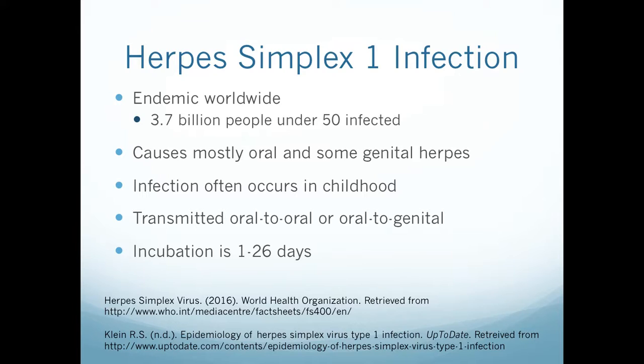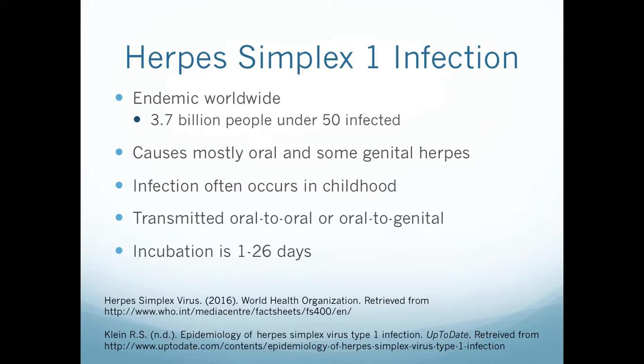Infection with HSV1 is endemic throughout most of the world. A 2012 estimate held that some 3.7 billion people under the age of 50 were infected with HSV1. Most of these infections lead to oral herpes, although some cause genital herpes.